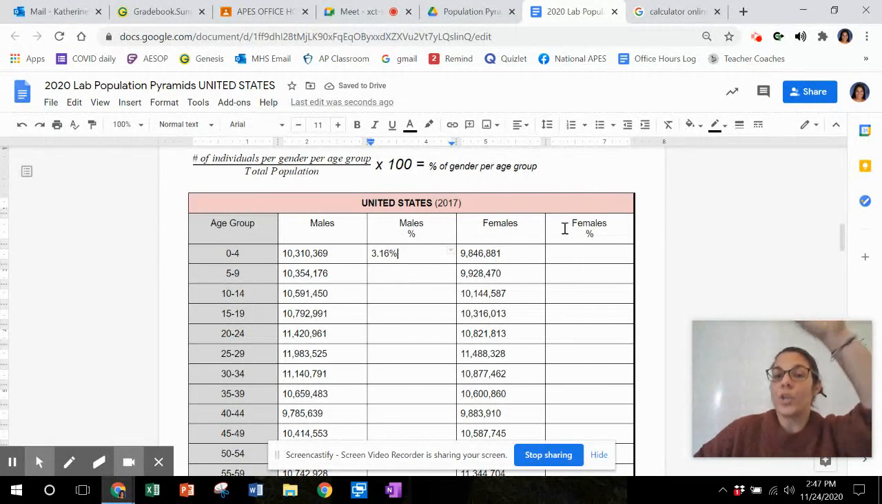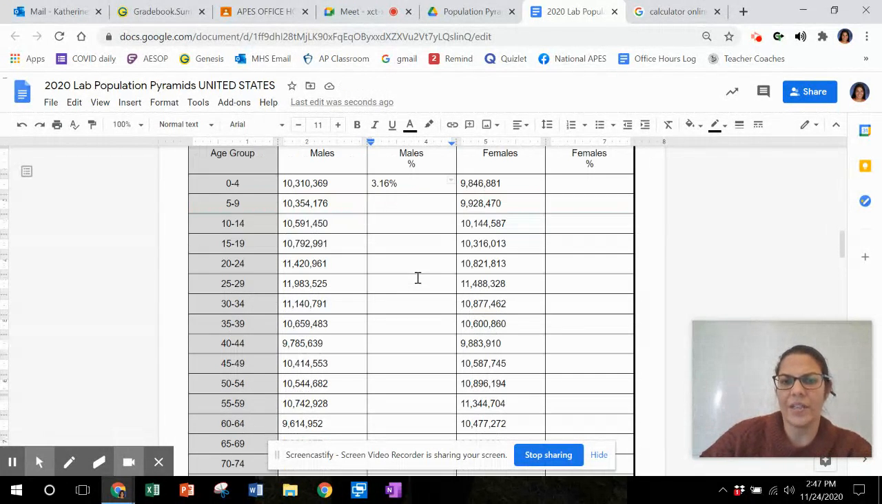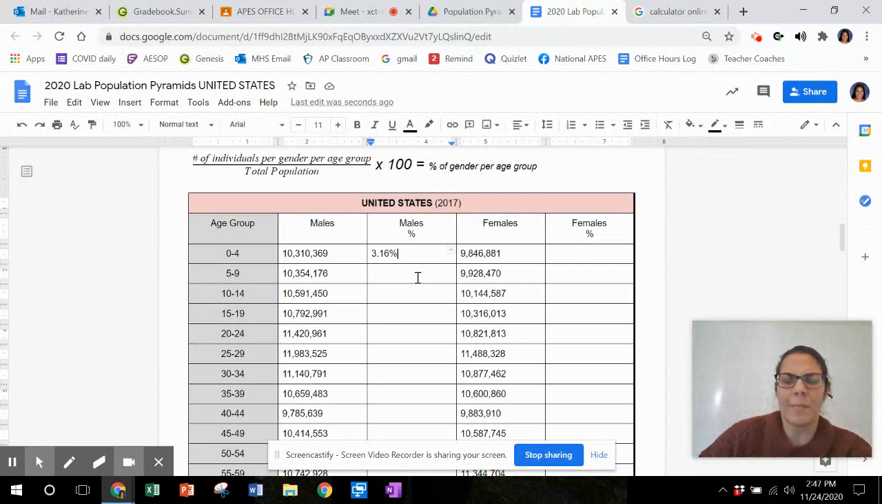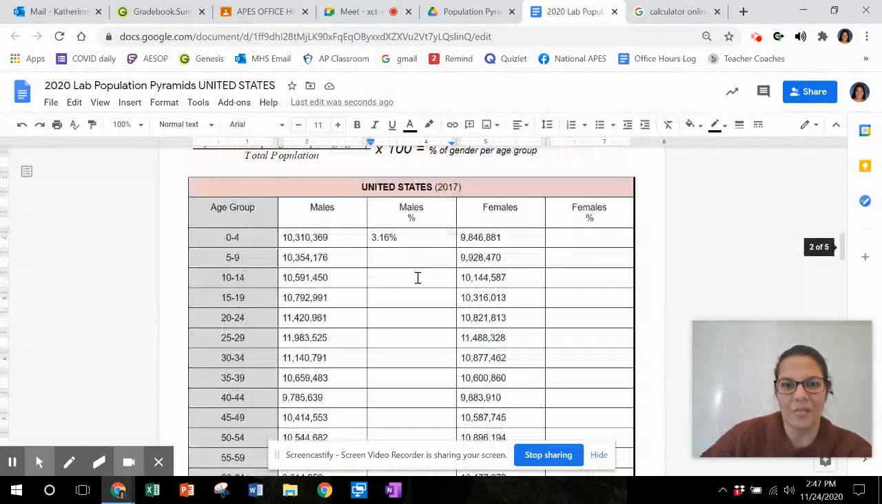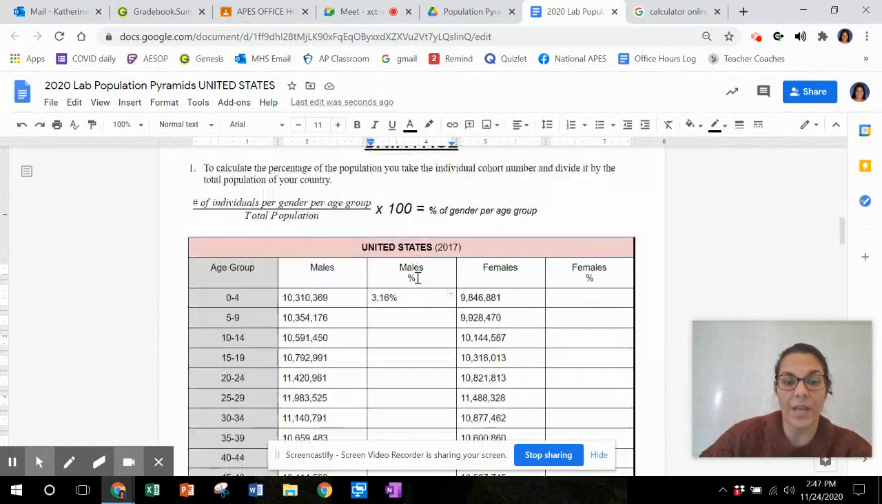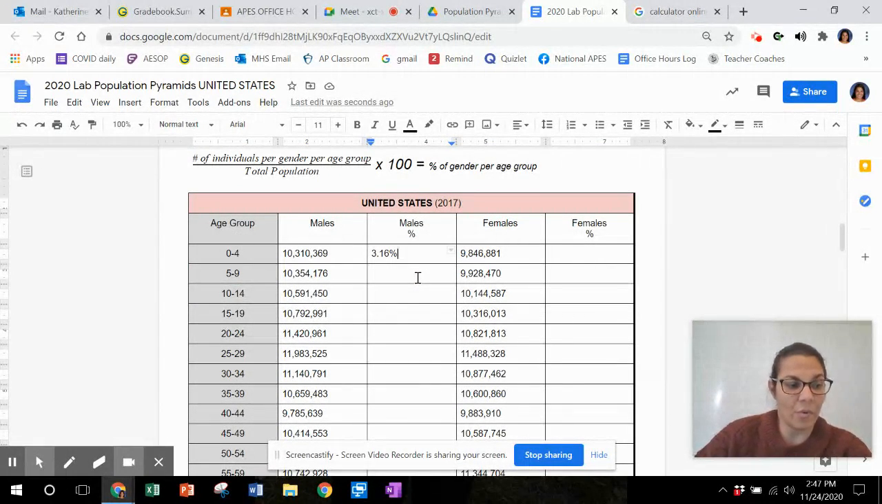Once you have all of those filled in, or if you want to do it at the same time, but I think it's going to be easier just to fill it in. It might be easier to open this up on 2 pages. I'm not exactly sure. It's going to be probably a bit of a pain for you either way. So 3.16% are males from 0 to 4.